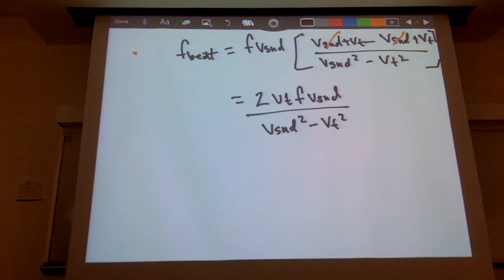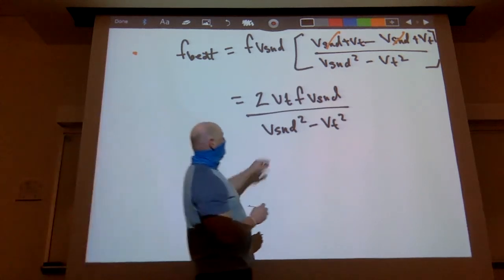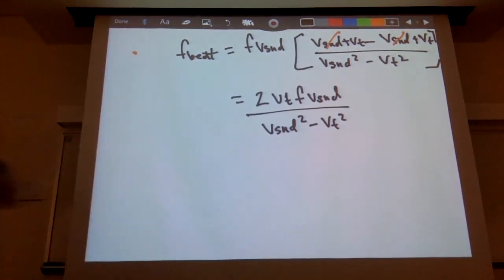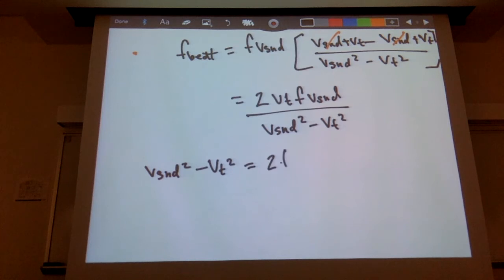Okay? So finally, we're going to multiply this guy over here, divide this guy over here. So I get that the speed of the sound squared minus the speed of the truck squared is equal to twice the frequency divided by the beat frequency times then the speed of sound times the speed of the truck.